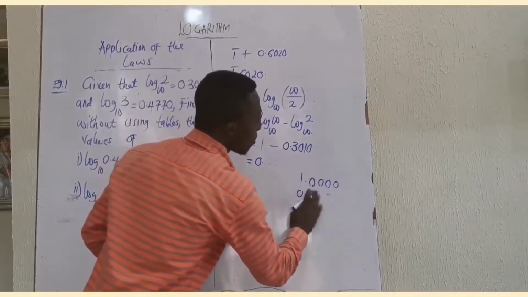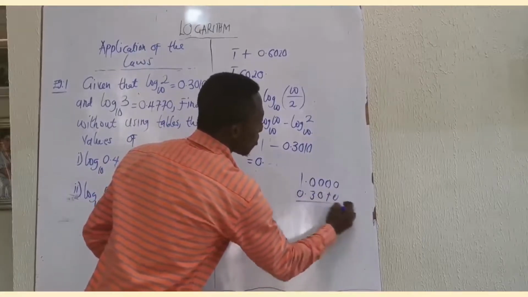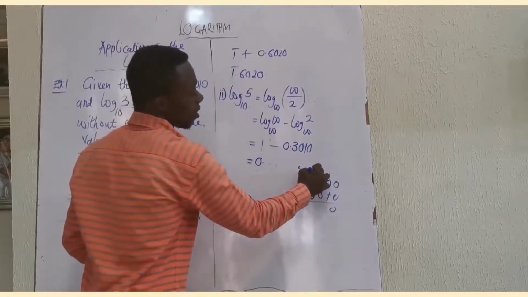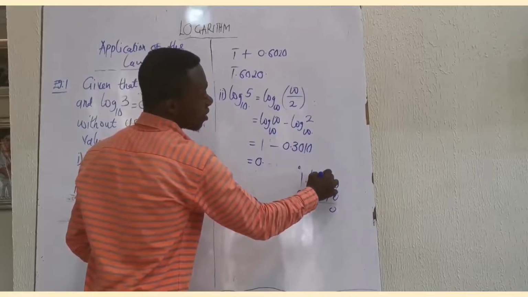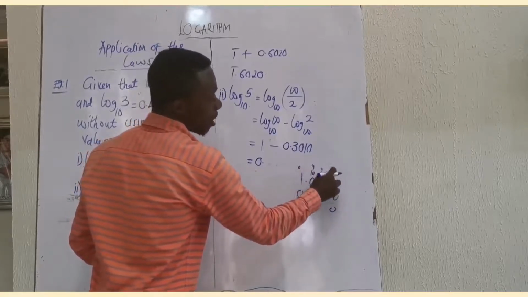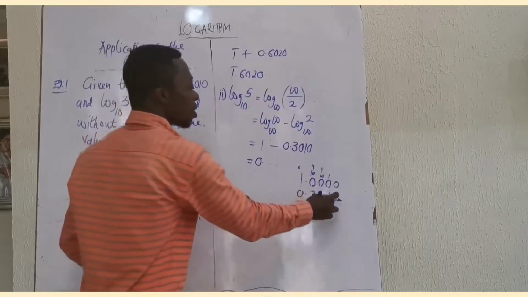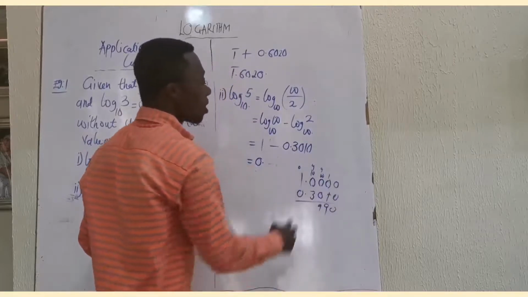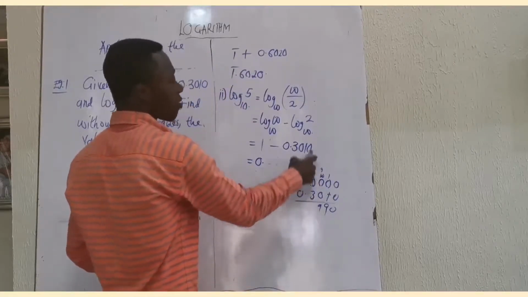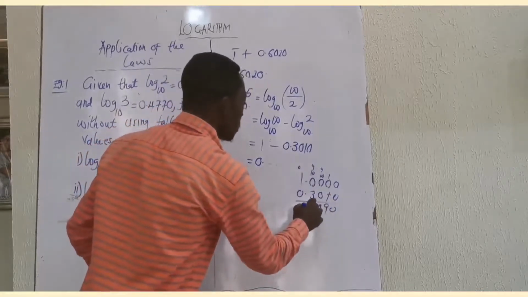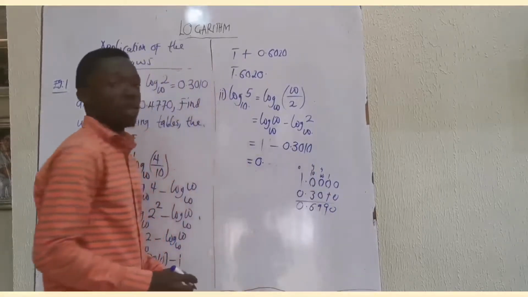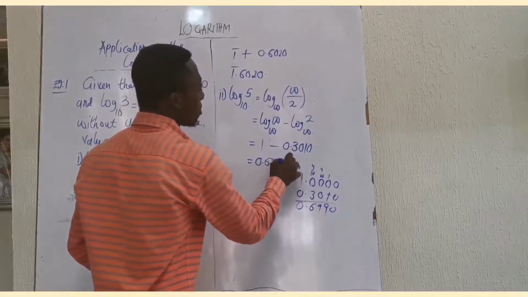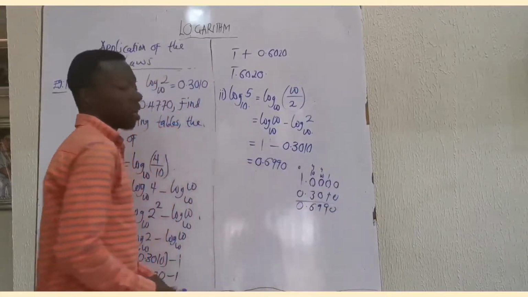So it's going to be 1.0000 minus 0.3010. 0 from 0 gives me 0. Here I'll borrow 1, making here 10. So I subtract 1 from 10, I'm going to get 9. And here we are left with 9. Remember, when I subtract 3 from 9, I'm going to get 6. And here is 0, so 0. I believe that's okay. So it's going to give you 0.6990.